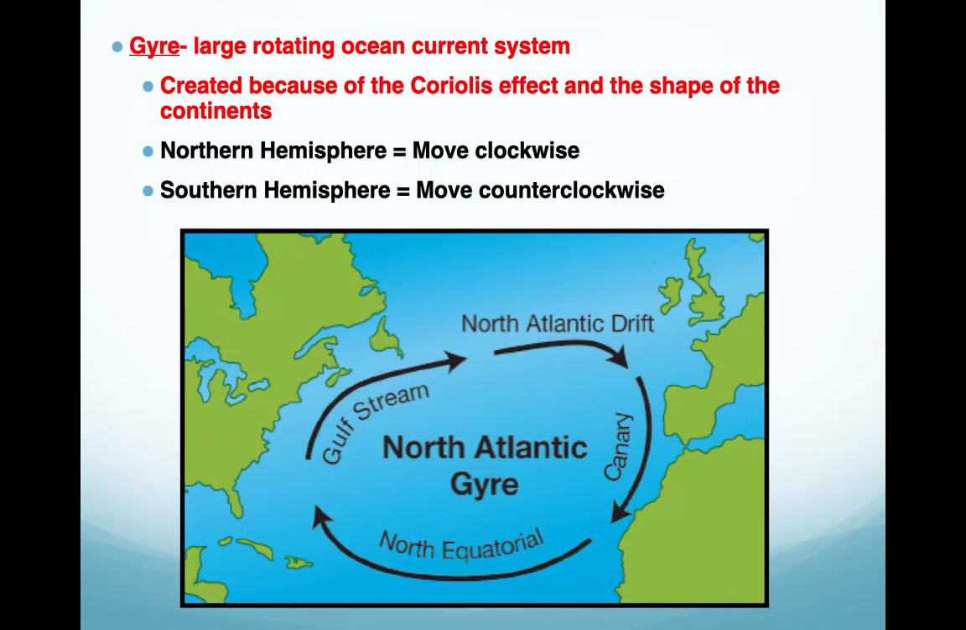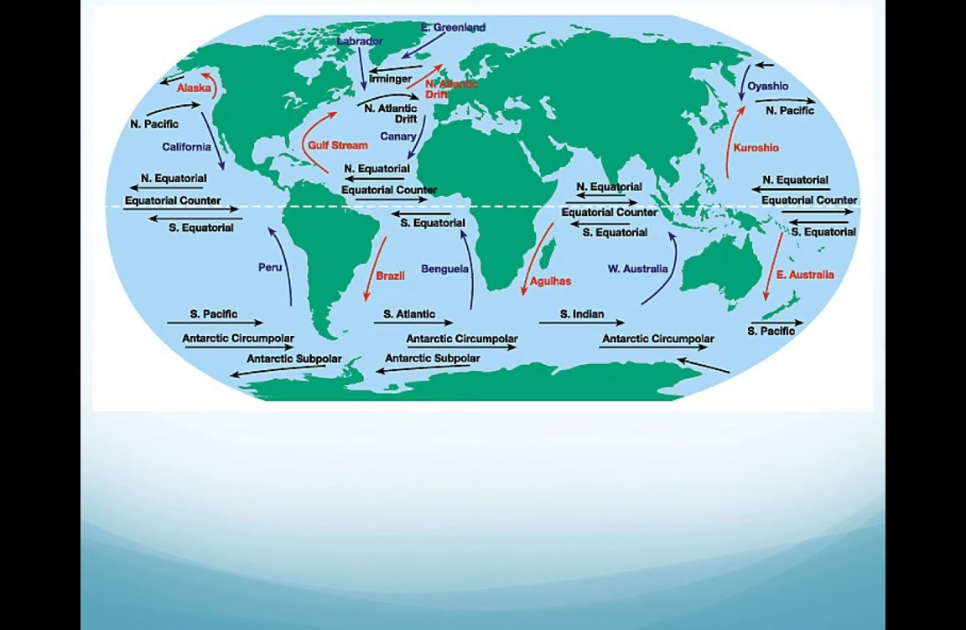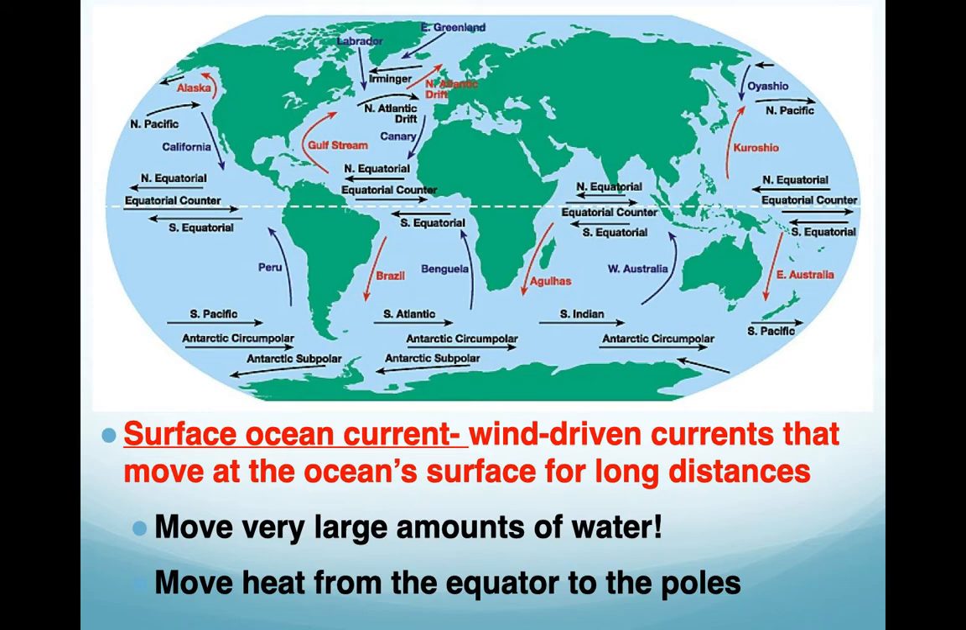Now you should have noticed on the last map that there's a pattern in some of those locations. Let me click back here. In the Atlantic Ocean, we see a pattern where it creates a circle. The same thing happens in the Pacific Ocean. If you put your hands up and rotate them in that direction, in the northern hemisphere, you'll notice they're rotating clockwise.